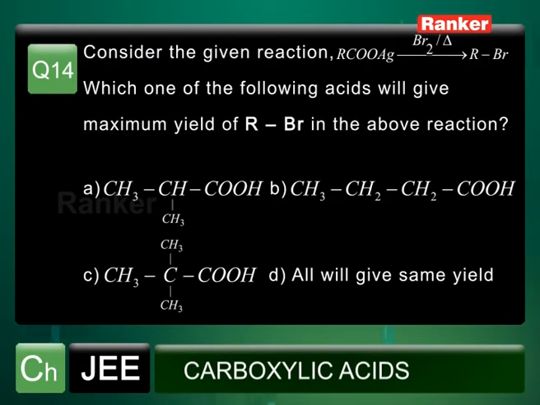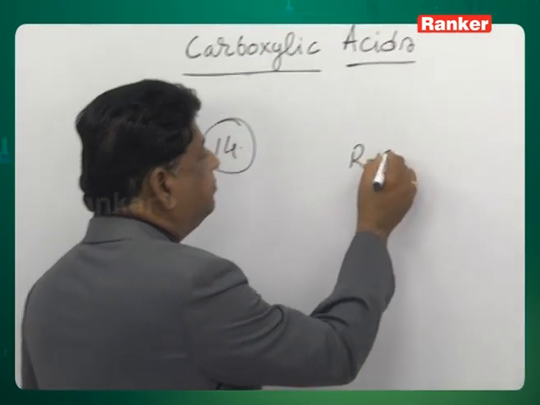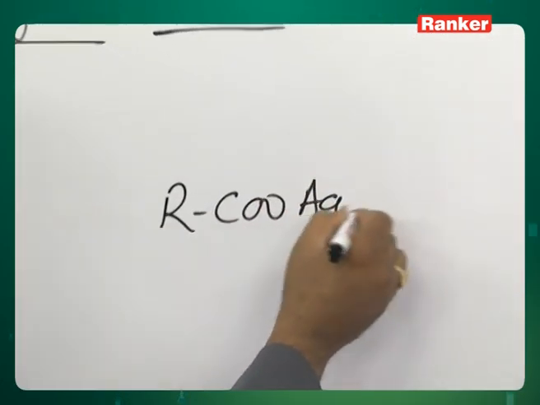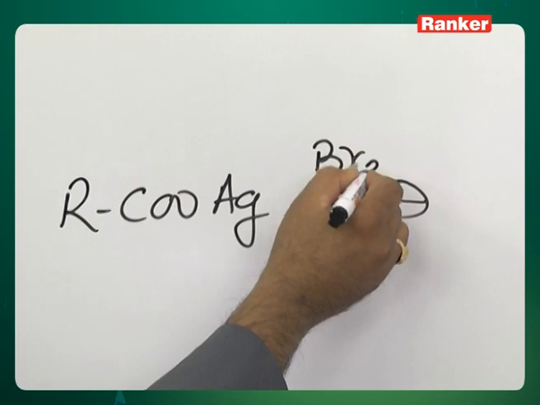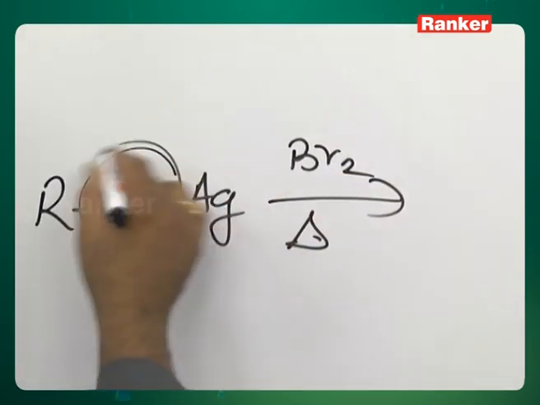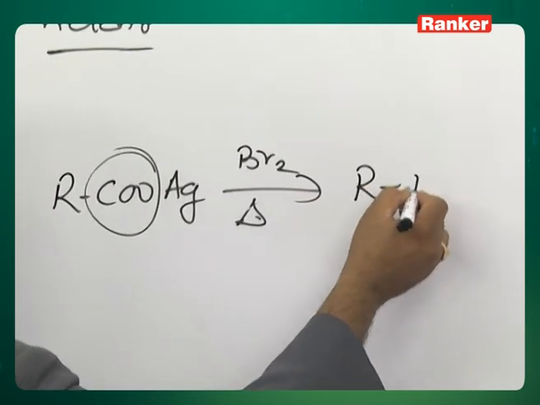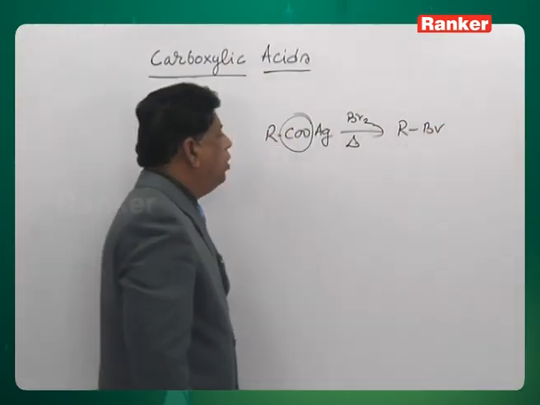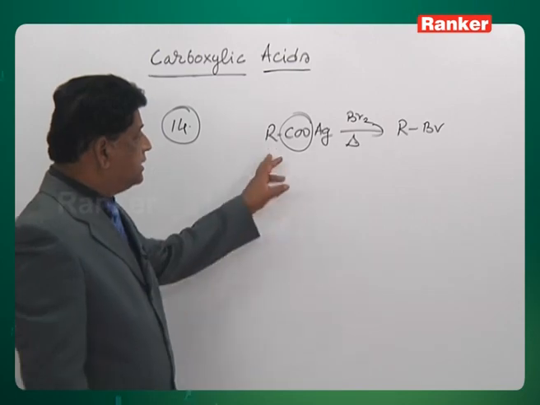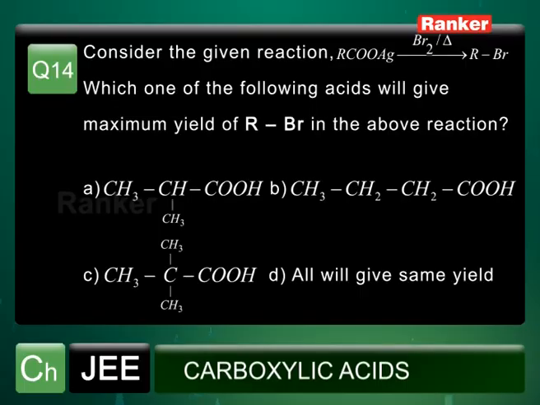Consider the given reaction, a silver salt of a carboxylic acid is given, treated with bromine and heated. The CO2 will be lost and silver bromide is removed, 1 bromine comes here, and alkyl bromide is formed. This is known as decarboxylation cum bromination, a known reaction called the Hunsdiecker reaction. So which of the following acids will give the maximum yield of alkyl bromide in the above reaction?